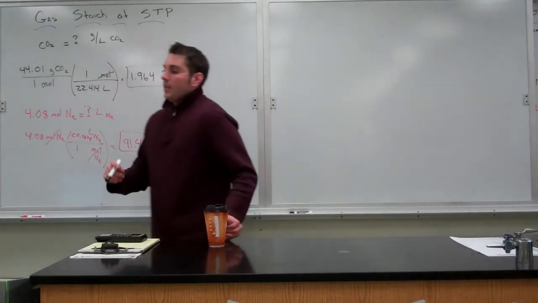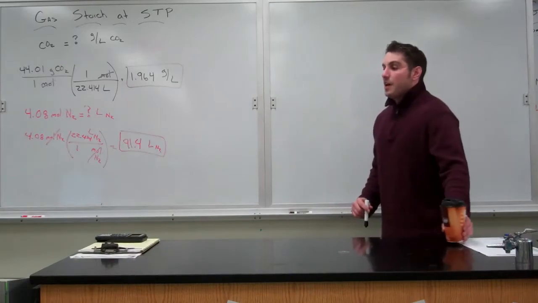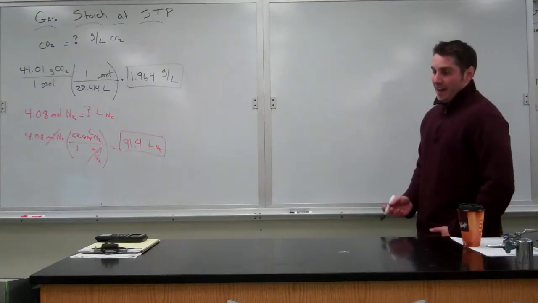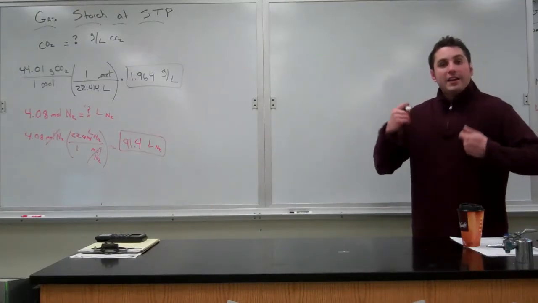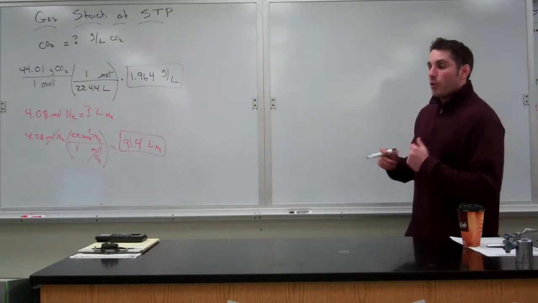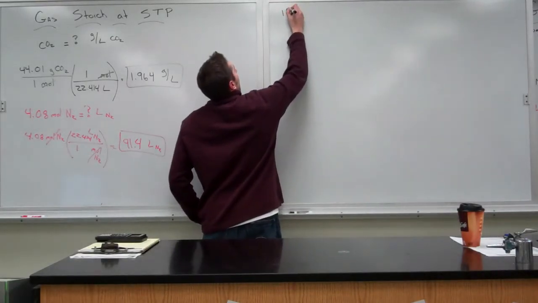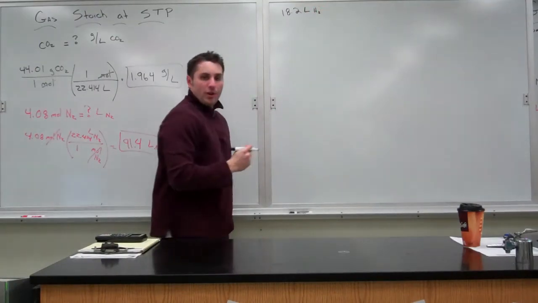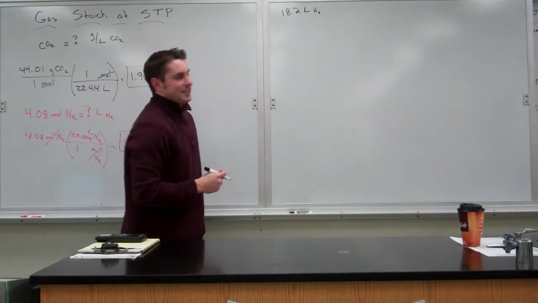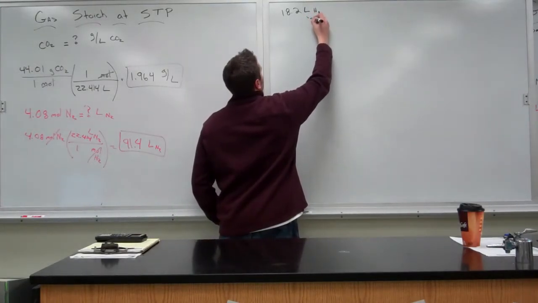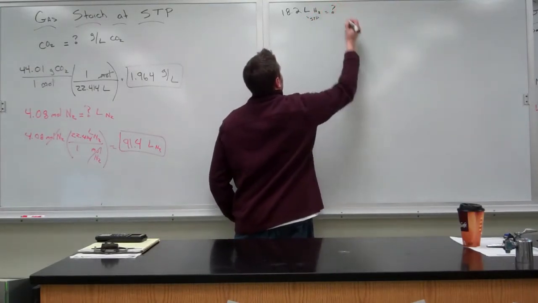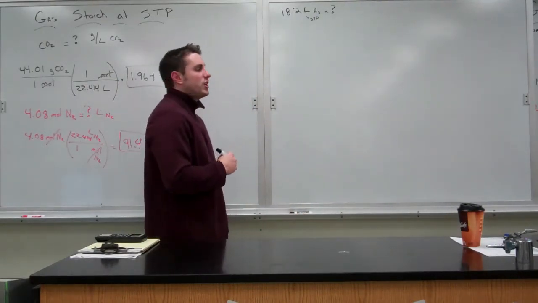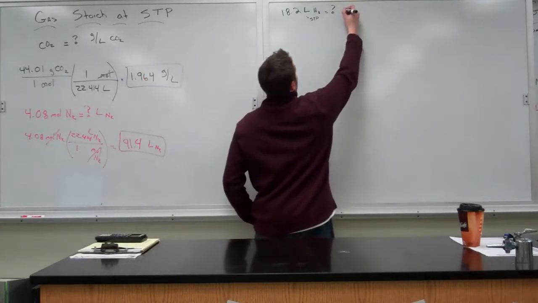Moving on to number 3. Number 3 says, what is the mass of a sample of hydrogen gas that occupies 18.2 liters at STP? Again, use our system that we've developed. Start with what you know. I know I've got 18.2 liters of hydrogen at STP. Figure out what I'm looking for. The question says, what mass of hydrogen? Mass always means grams.